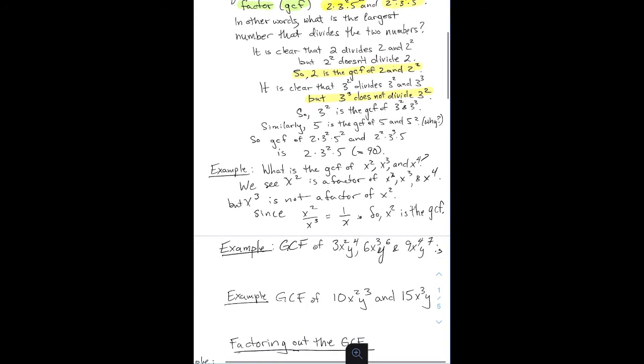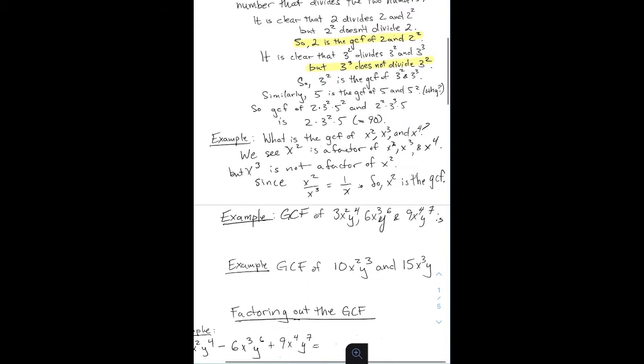Okay, what about this one? The greatest common factor of these three. We'll take the numbers first: 3, 6, and 9. The greatest common factor among those is 3. We have x squared, x cubed, and x to the fourth. The greatest common factor is x squared. For the y's, we have y to the fourth, y to the sixth, and y to the seventh. The greatest common factor there is y to the fourth.